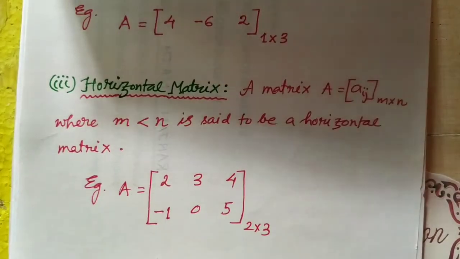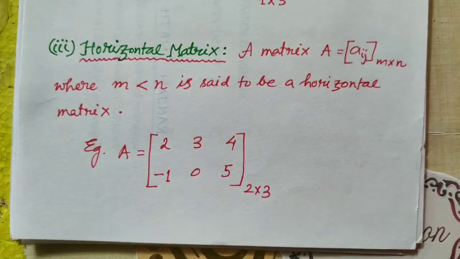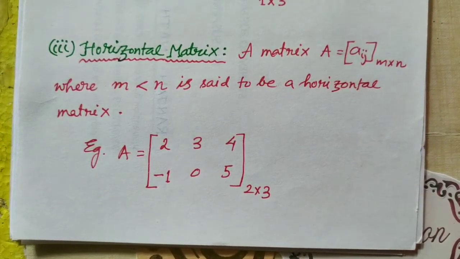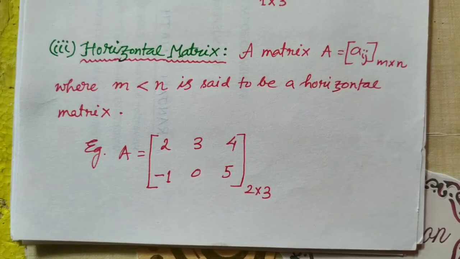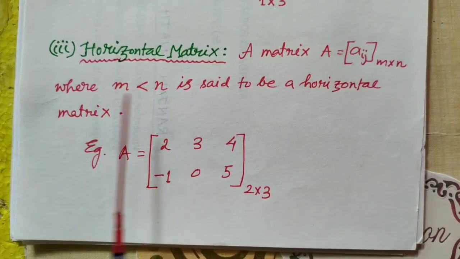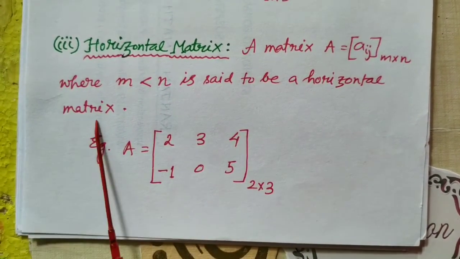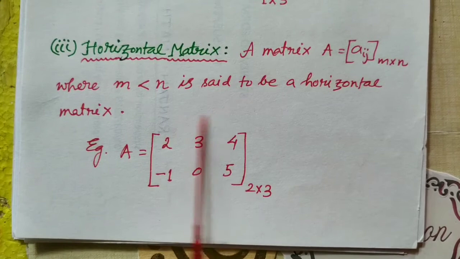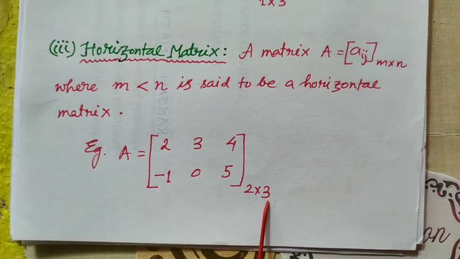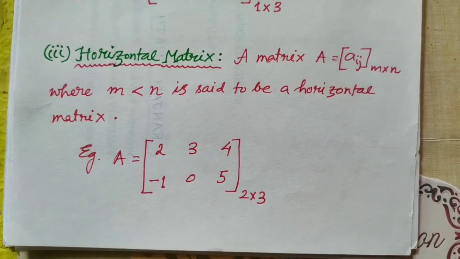The third one is horizontal matrix. A matrix A = [aij] of order m by n, where m is less than n. This condition is very, very important. M should be less than n for it to be a horizontal matrix. For example, this matrix A has 2 rows and 3 columns. So m is less than n. So this is an example of a horizontal matrix.